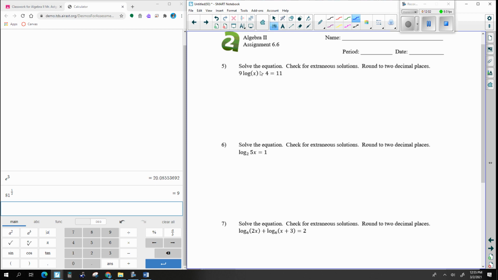Okay, here I have a log on one side. So what I'm going to do is get that log all by itself. So when all said and done, I'm going to be chilling with log x equal to something. All right, so normal math rules apply. I get rid of all pluses and minuses. So I'm going to add 4. I'm going to divide by 9.